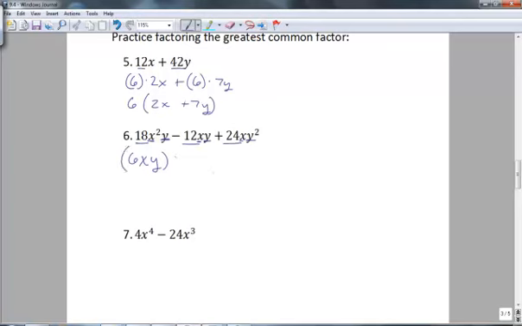So I'm going to rewrite it as 6xy, and then let's see here. What I have left over in the first term would be a 3, and then there's that extra x.